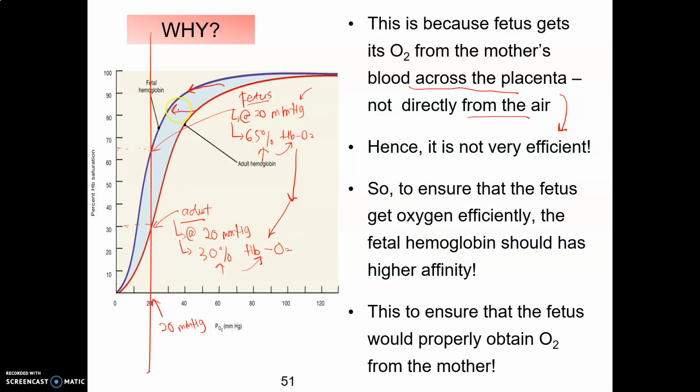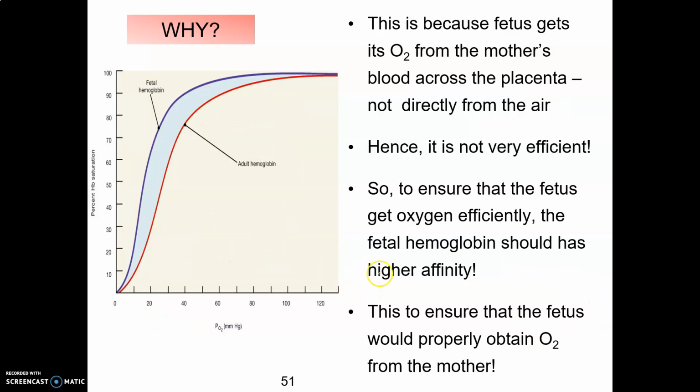Kalau bayi tu tak ada high affinity towards the oxygen, memang bayi akan mati dalam kandungan sebab dia tak boleh bernafas. Dia dapat segalanya daripada mother. So bayi tu memang kena receptive lah toward the oxygen. Okay. This is to ensure that the oxygen can be transport and exchange efficiently lah, to ensure that fetus would properly obtain the oxygen from the mother. Okay, make sure awak pandai baca graph.